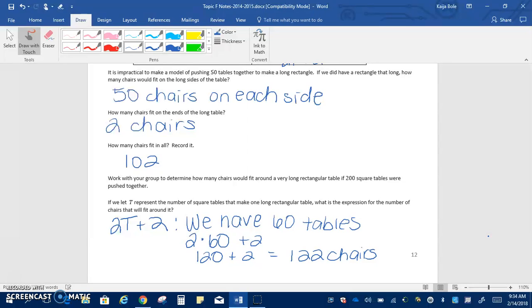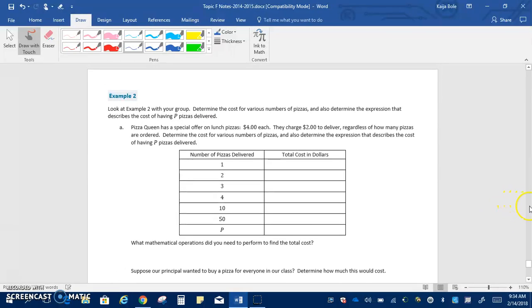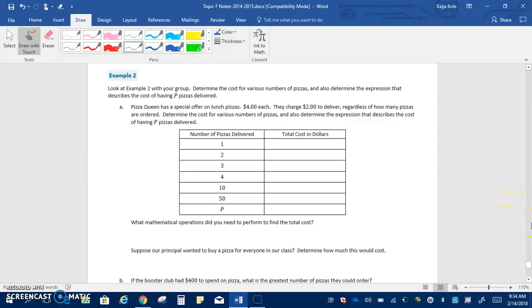Okay, so that's the first example. We're going to go ahead and flip over to the back side of your packet. This is the last page. And this example says, determine the cost for various numbers of pizza and also determine the expression that describes the cost of having P pizzas delivered. So part A says Pizza Queen has a special offer on lunch pizzas, $4 each. They charge $2 to deliver regardless of how many pizzas you have ordered. Determine the cost for various numbers of pizza and also determine the expression that describes the cost.